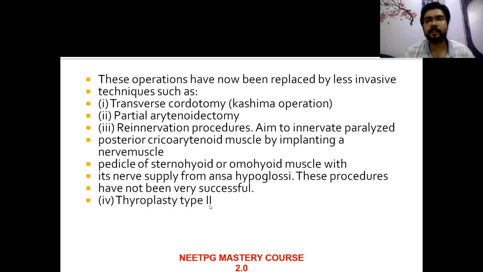Isshiki's classification. There is one classification called Isshiki's classification that has 4 types of thyroplasty, and type 2 is lateralization thyroplasty, which is being done for bilateral recurrent laryngeal nerve palsy. So another future question, in case of bilateral recurrent laryngeal nerve palsy, which of the following thyroplasty will have to be done? So it is type 2 thyroplasty.